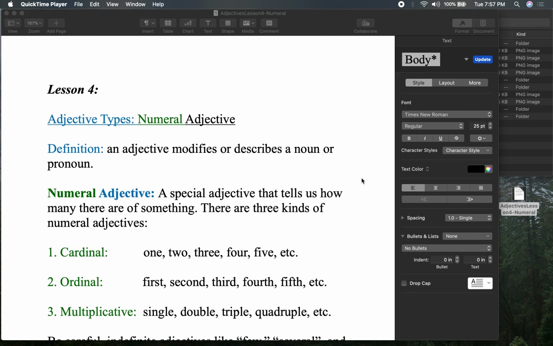Welcome to another sentence to symbol parsing lesson on adjectives. This one is the numeral adjective. So let's get right down to it.